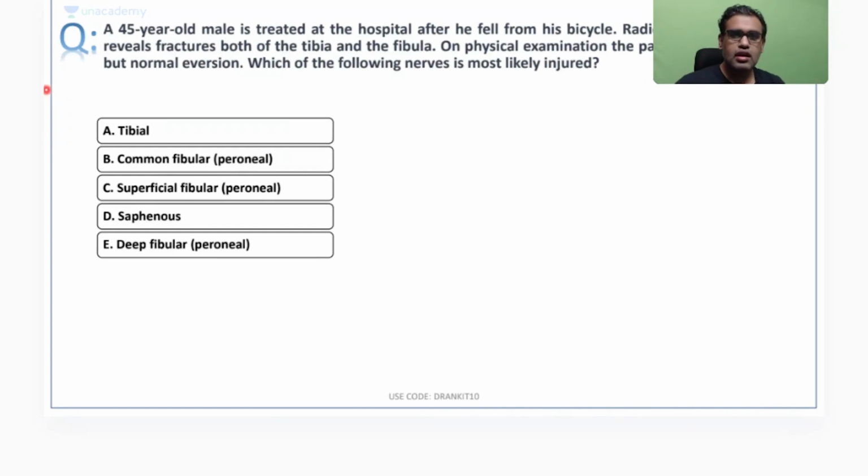Next question. One more question from the lower limb. I guess it is question number 3. No, sorry, it is question number 4. A 45-year-old male is treated at the hospital after he fell from his bicycle. Radiographic examination reveals fracture of both tibia and fibula. On physical examination, the patient has a foot drop but a normal eversion. Which nerve is most likely injured? I guess 15 seconds is enough for this question.